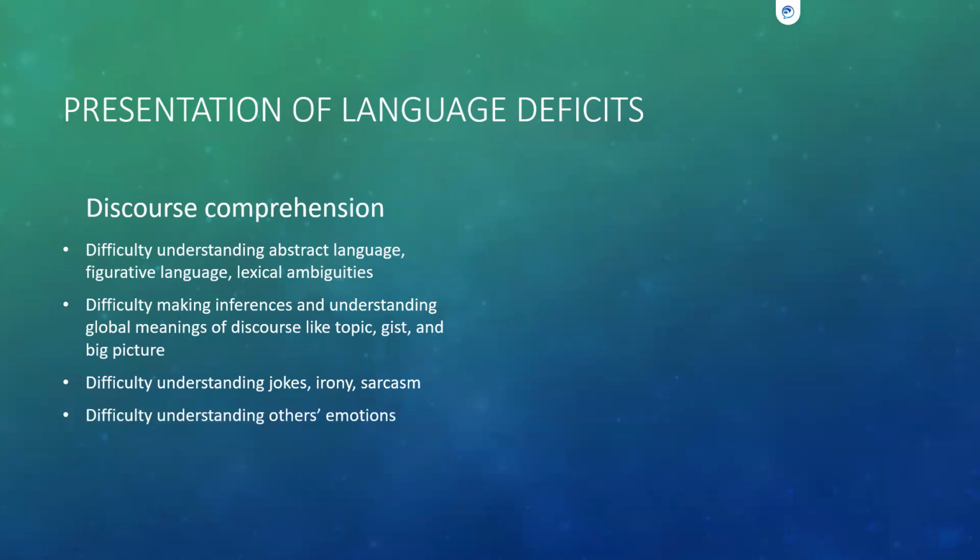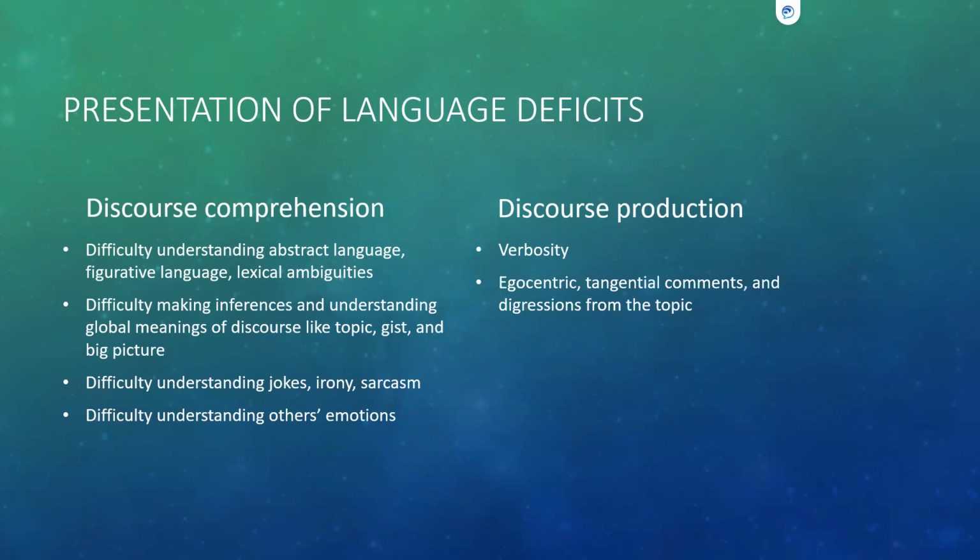They may also have a hard time understanding others' emotions. We'll talk about this a little bit more in class, but that's something that can be very upsetting and difficult for the caregivers and loved ones of people with right hemisphere brain damage. So, discourse production, some deficits that we'll see. Someone with RHD might be very verbose.